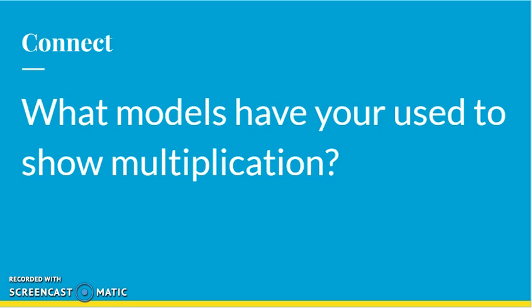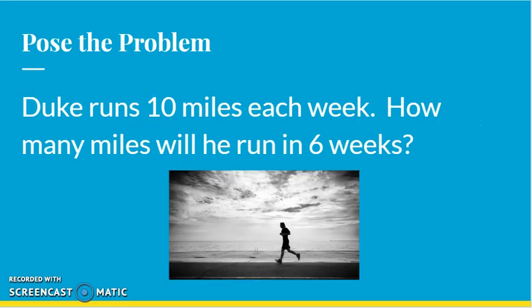2 times 5 equals 10, or 5 times 8 equals 40. So we were just using those type of things that we knew. We used skip counting to help us. Today we're going to learn how to model using 10s.